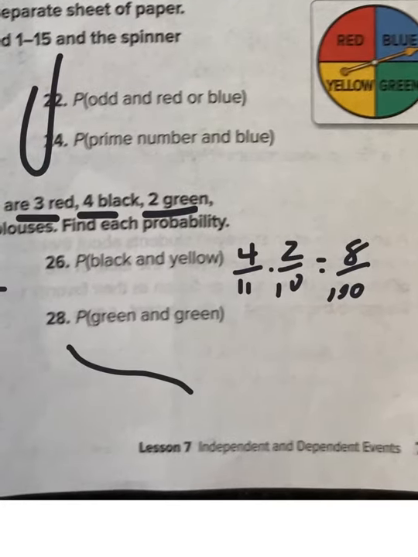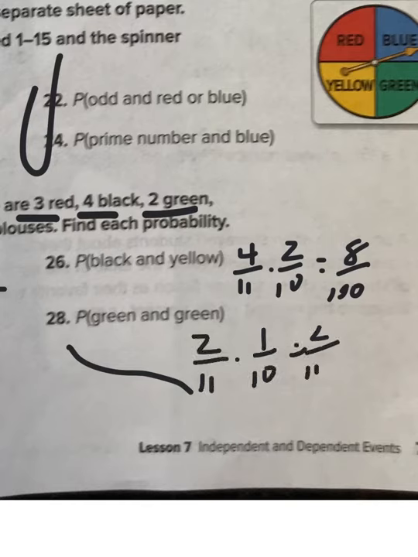And a green and a green, same concept. 2 out of 11 for a green. Now there's 1 green left, so it's 1 out of 10, which is 2 out of 110. That's 1 out of 55. Change your answers, and change those answers. I'll give you the points on that one.